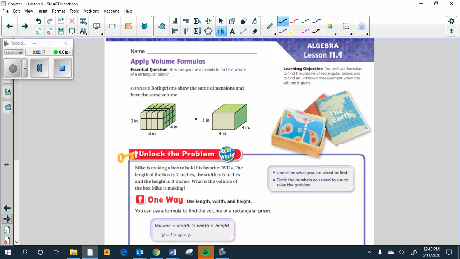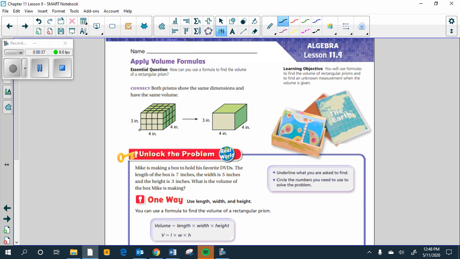Today's learning goal is to use a formula to find the volume of a rectangular prism. As we take a look, we have been doing volume and it looks like this. Both prisms show the same dimensions and have the same volume. We've been looking at them with unit cubes. Now we're simply going to have the measures.